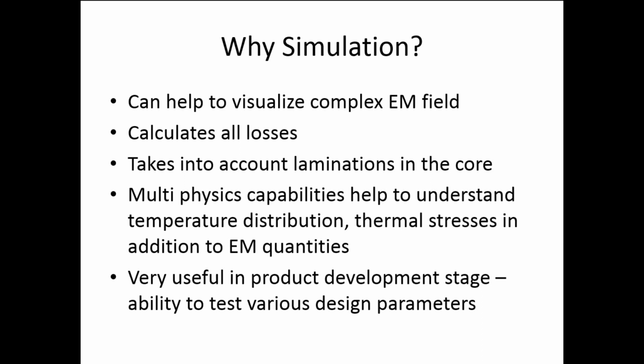Also, modern simulation packages will be able to calculate all the losses in the transformer, the core loss, the winding loss, etc. Simulation can also take into account laminations in the core. One of the biggest improvements over the many years is the ability to have laminated cores, which reduces the losses in the core, and the simulation can actually capture the laminations. So you can have realistic simulations which take care of the laminations in the core as well.